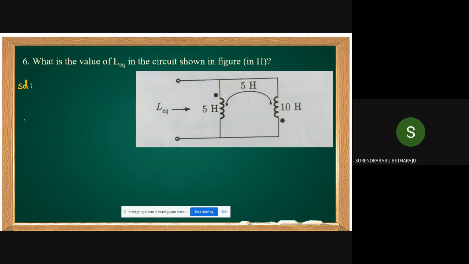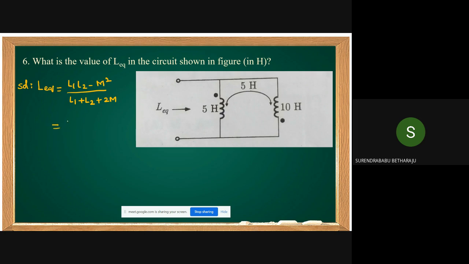Once again, check that. Opposing means L equivalent equal to L1 into L2 minus M square by L1 plus L2 plus 2M. The numerator is as it is, but here the denominator is changing. It is opposing, so it's not minus 2M, it is plus 2M. In aiding we get minus 2M, but in opposing we get plus 2M. You please check this one.